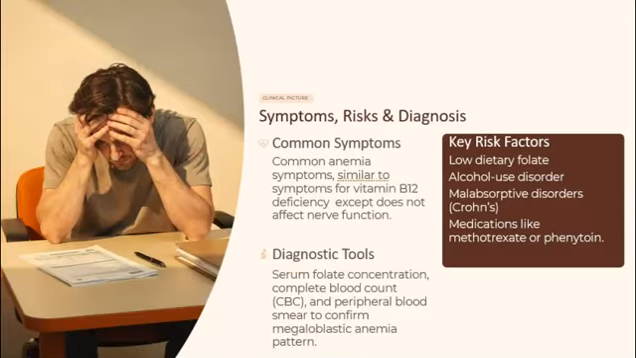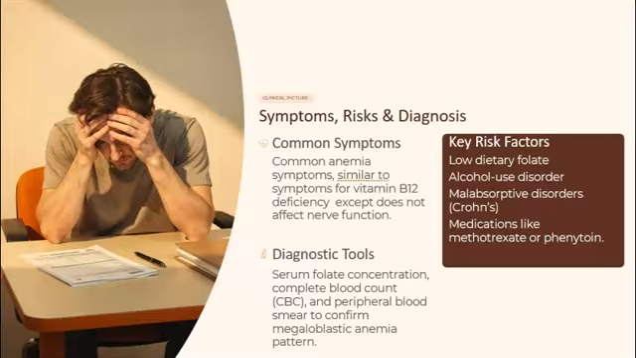Risk factors for folic acid deficiency anemia include low dietary folate, alcohol use, malabsorption, including Crohn's disease, and certain medications like methotrexate or phenytoin. Common symptoms include the common symptoms that we talked about for anemia. Symptoms are really similar to the symptoms for vitamin B12 deficiency anemia, except this folic acid deficiency anemia does not affect nerve function.